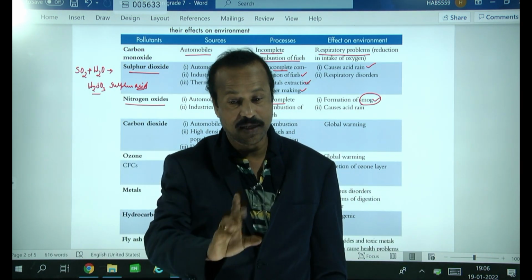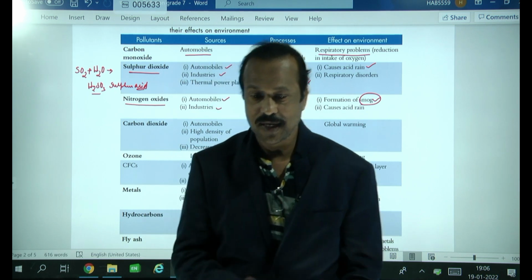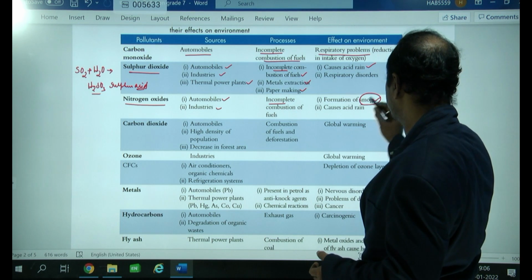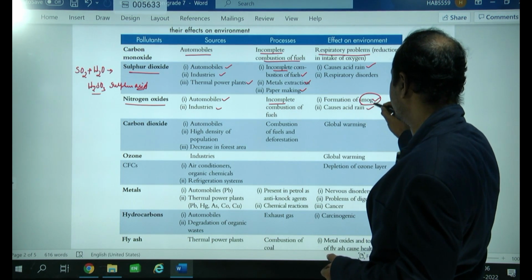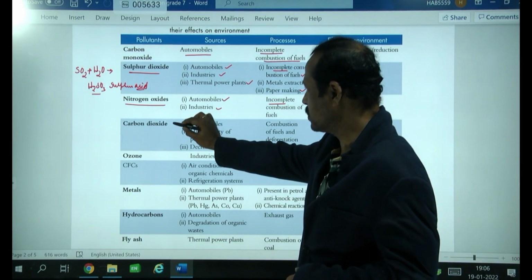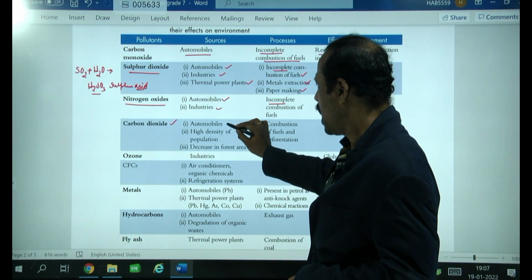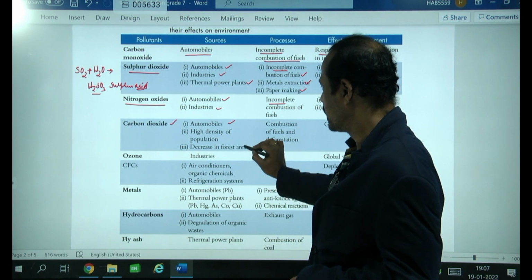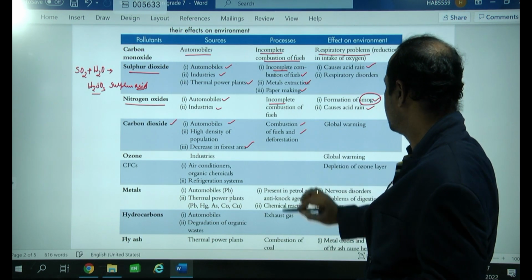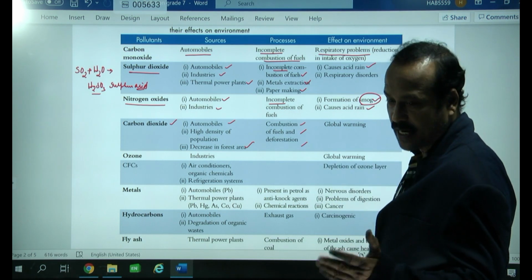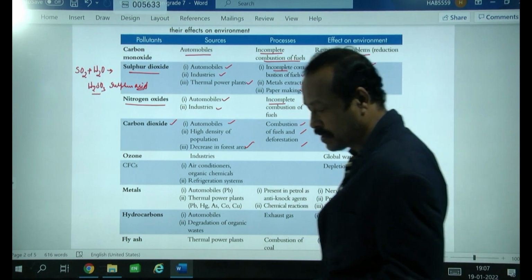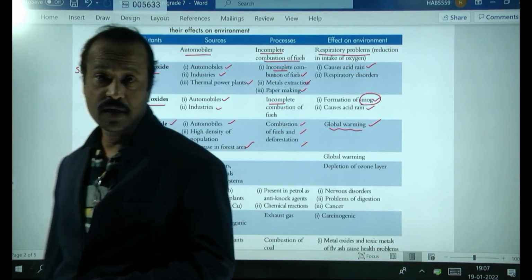Smog is very dangerous, and it also causes acid rain, which is already discussed. Next, carbon dioxide. Of course, you know carbon dioxide: automobiles and decrease in forest area are the main sources, due to the combustion of fuels and deforestation. And in the last class we discussed that this causes global warming. Yes or no? Carbon dioxide is one of the most important sources of global warming.